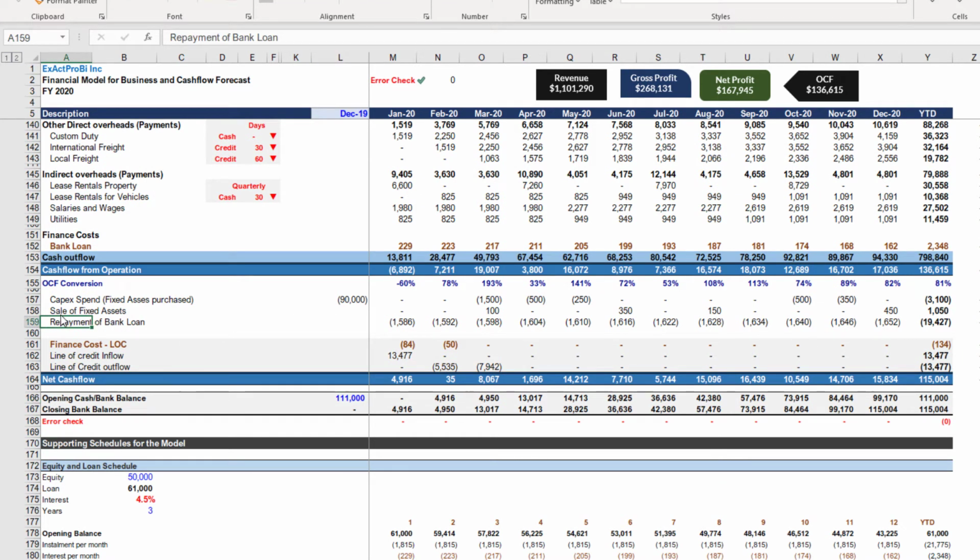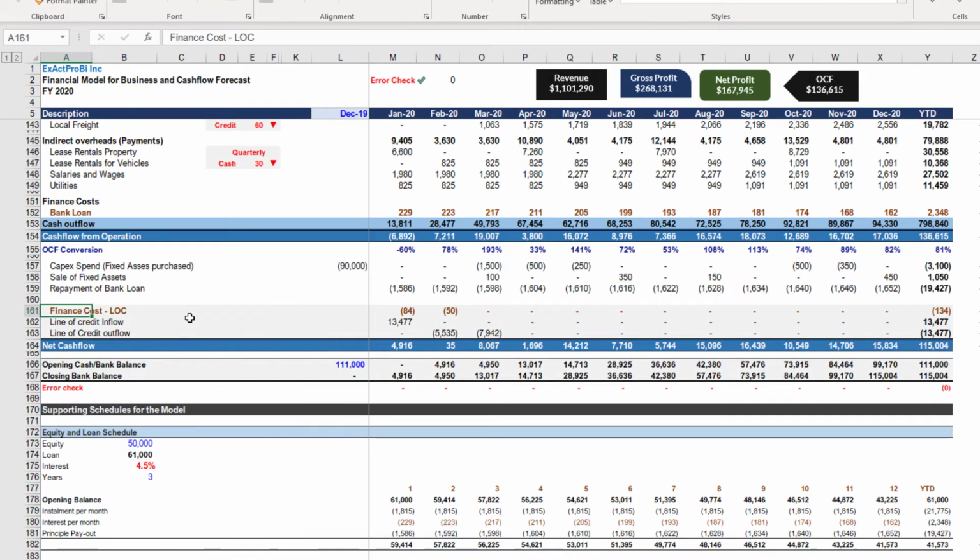So here we have sale of fixed assets. When you sell any fixed assets, you'll have a cash inflow that I'll explain you in the schedules below, and also repayment of bank loan. We also have a bank loan repayment which we have taken over 3 years, so we need to pay the principal portion here. That I'll explain you in the bank loan schedule.